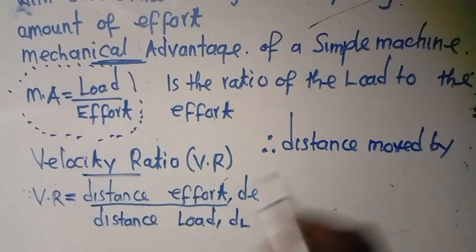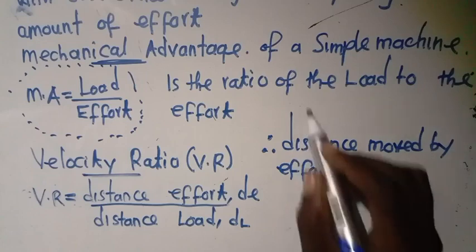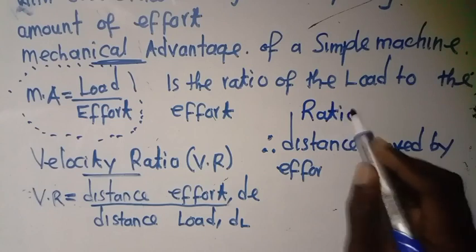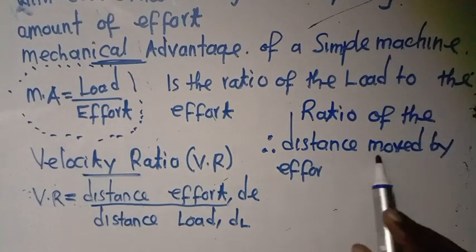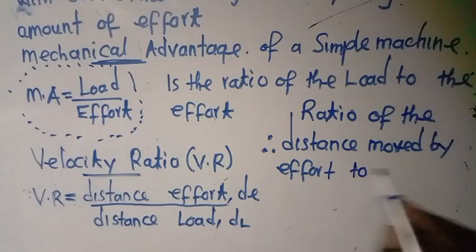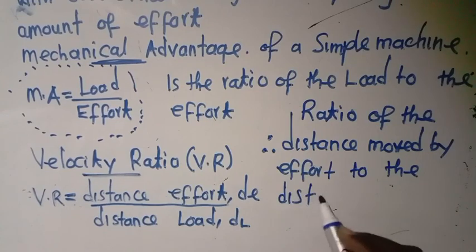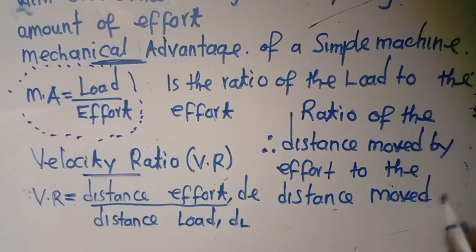Distance moved by effort. So you say this is the ratio. You start with this. It is also a ratio of the distance moved by effort to the distance moved by the load that is here. So this is what we are supposed to know.